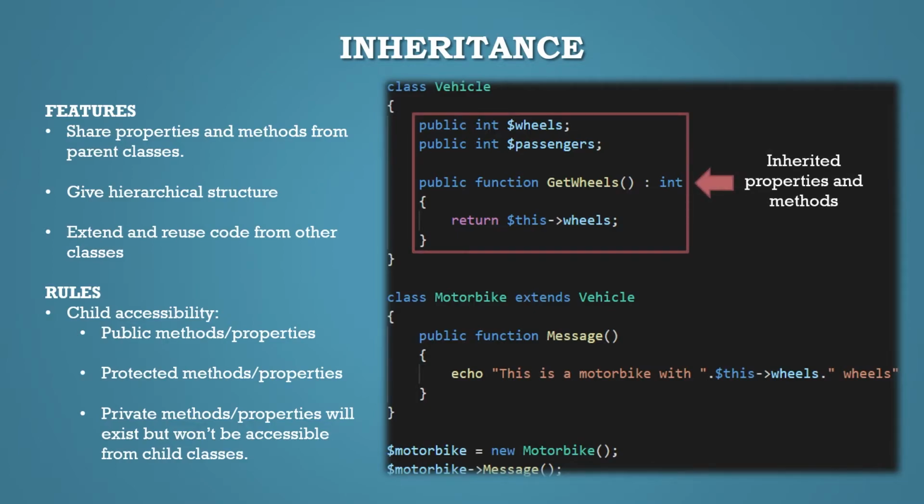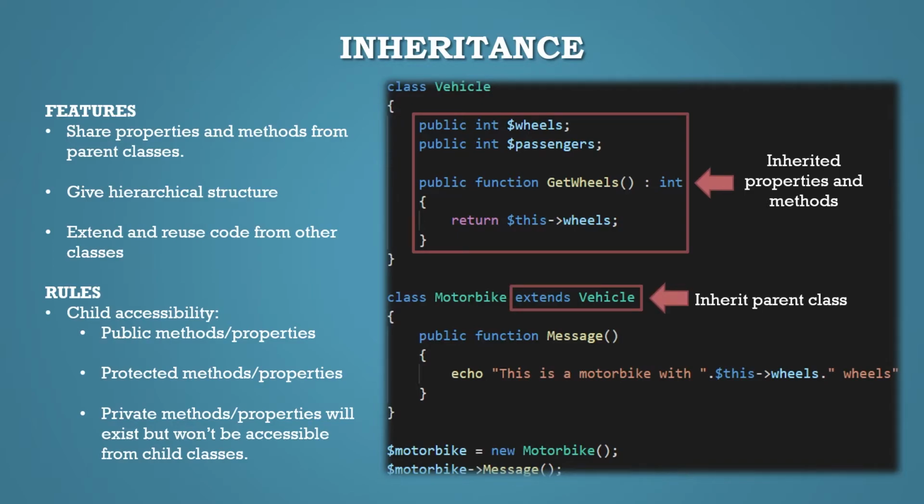Here we can see that the class vehicle is going to act as a base class for the motorbike, and we can see that those properties and methods are going to get inherited by the class motorbike. And as you can see, they are all public, meaning that they will be accessible from the motorbike class as well as from outside of the vehicle and motorbike classes.